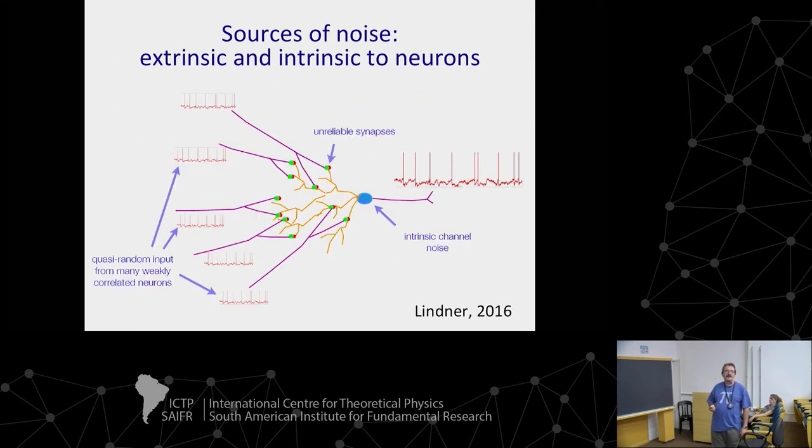Which is more important? Difficult to tell. In general, people consider that synaptic noise is the most important one among the intrinsic ones. But of course, the extrinsic source of noise could probably be the most important, because the neuron is embedded in a circuit with lots of other cells, and you cannot predict them unless you model all of them, and even then you cannot. So probably, in a hierarchical way, this would be the most important, this would be the second one, and this would be the third one.